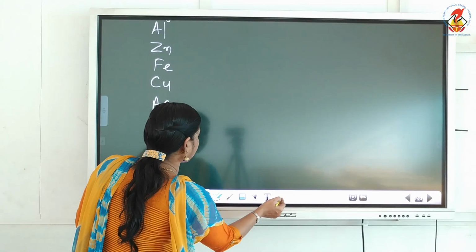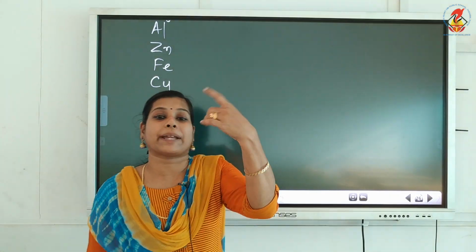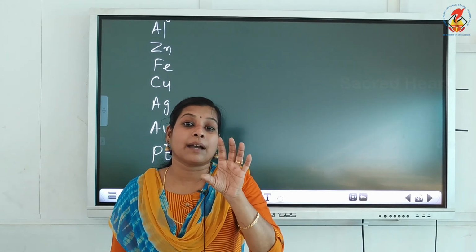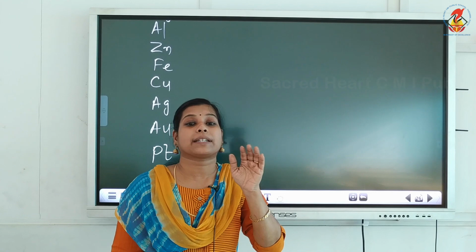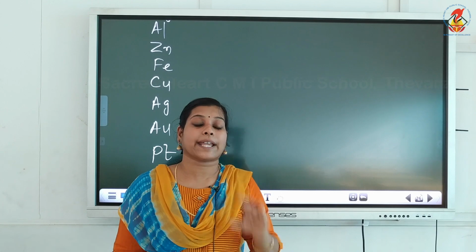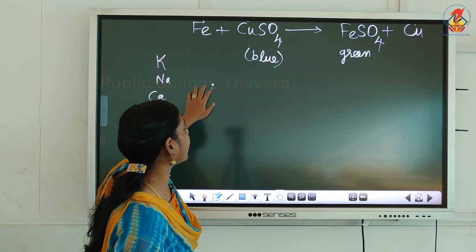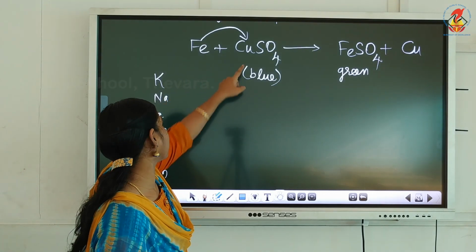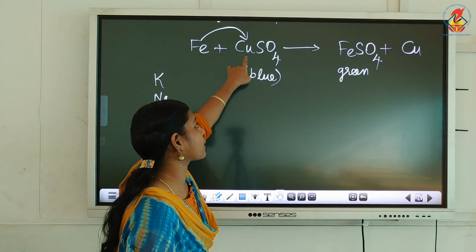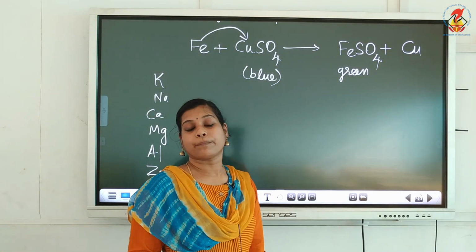In this reactivity series, if a particular element is below and another metal is above, the top metal can displace the bottom metal from its salt solution. That means a more reactive metal can displace a less reactive metal from its salt solution. That is known as displacement. So in this case iron is above copper in the reactivity series, so iron will displace copper from its solution and iron sulfate and copper will be produced.